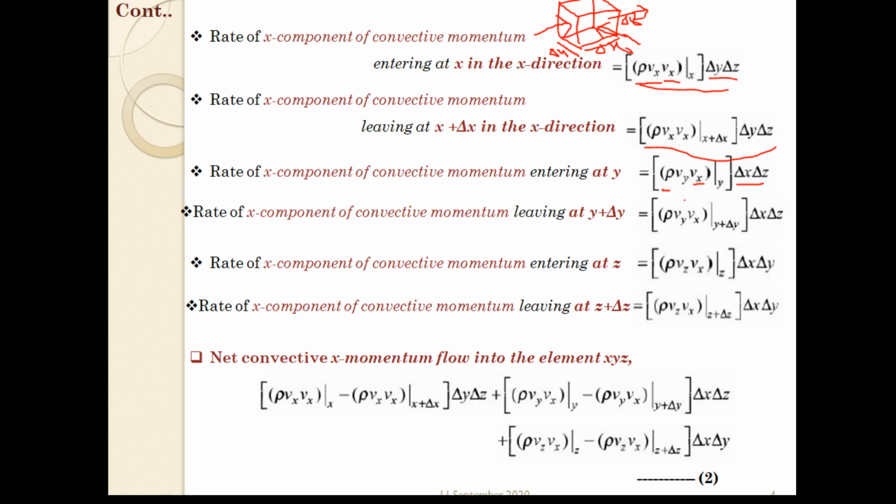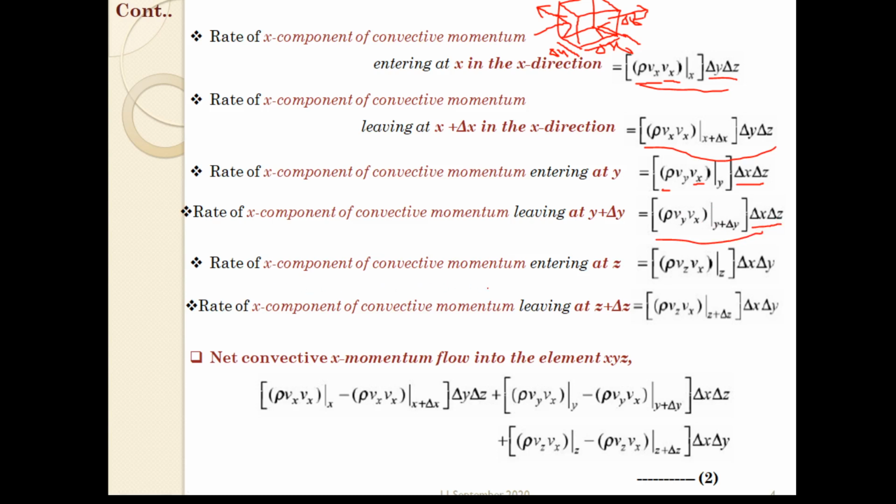So the momentum entering through this y phase is rho Vy into Vx into del x del z. And the x component of convective momentum going out through the y plus delta y face, which has the same area del x del z, is rho into Vy into Vx at y plus delta y, into del x into del z.